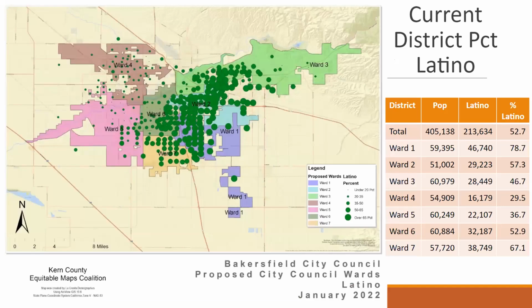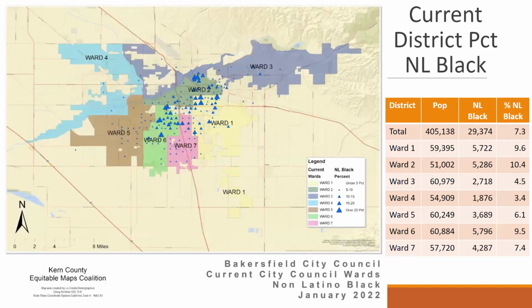This is the Equitable Map Coalition Map. We made decisions based on our analysis of the current wards, feedback from community, and demographic analysis. What you're seeing here is a map that identifies where our Black residents tend to live in the city of Bakersfield, especially in high percentages. The larger the triangle, the higher the percentage of those community members in that area. We wanted to make sure that they were kept whole as much as humanly possible.